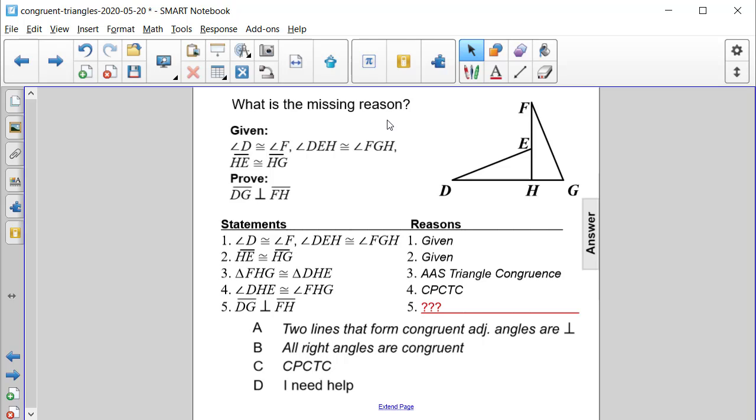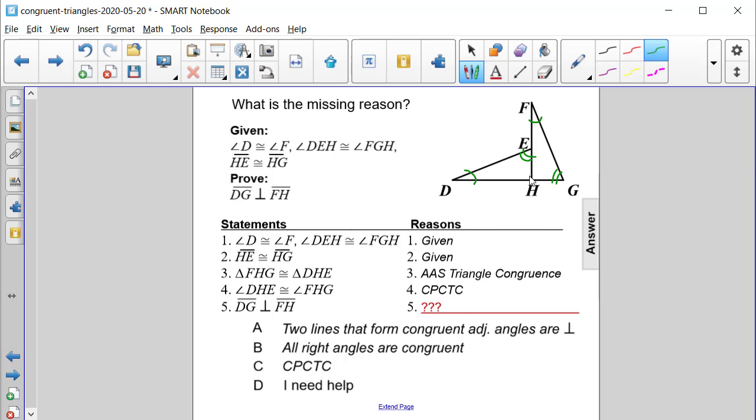What is the missing reason in our proof? We're given that angle D is congruent to angle F, so let's mark them. D and F are congruent. Angle DEH, this angle, is congruent to angle FGH, which is this angle.